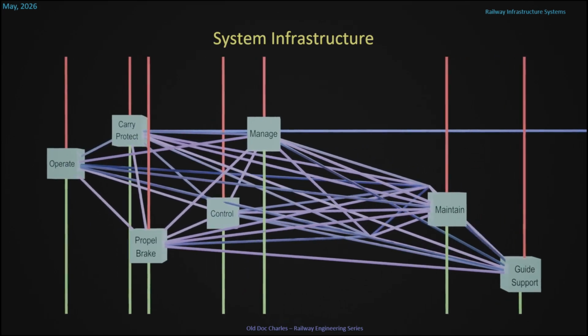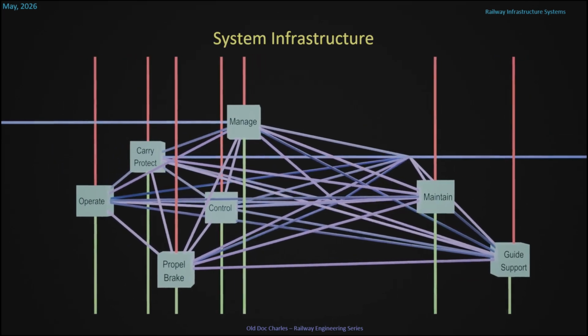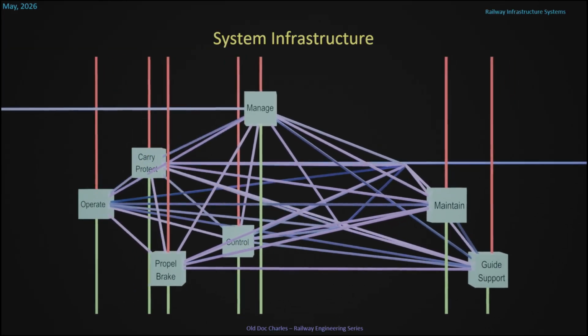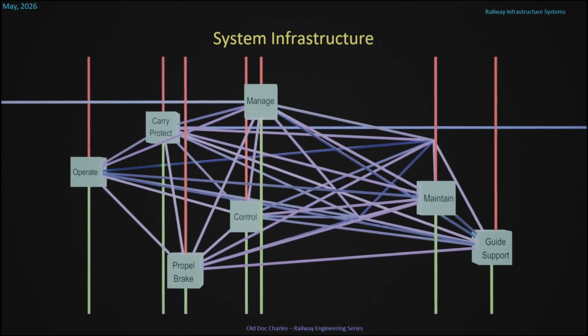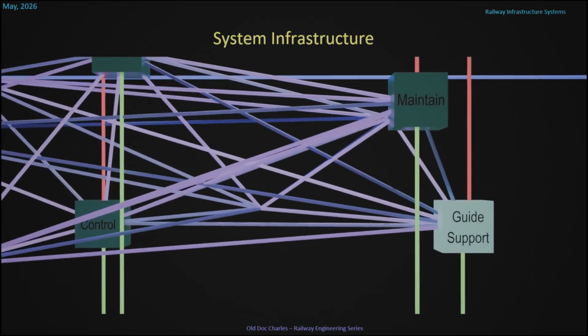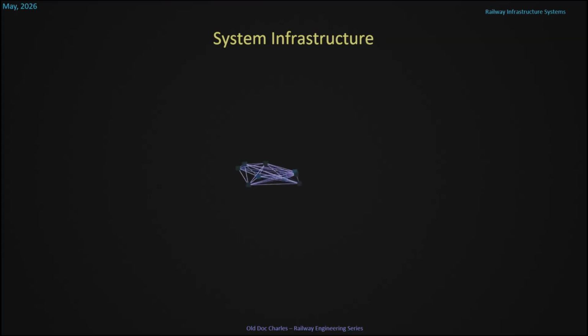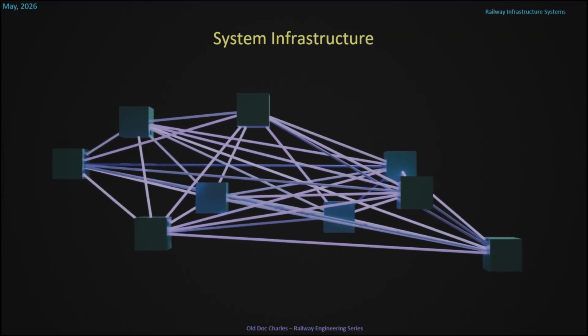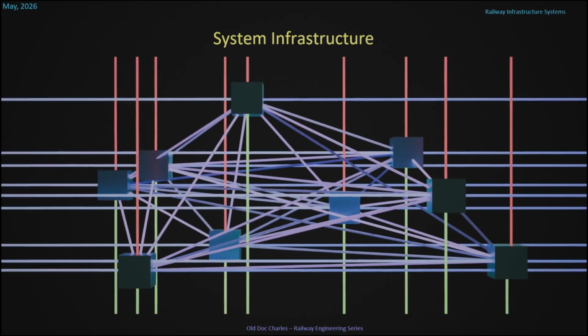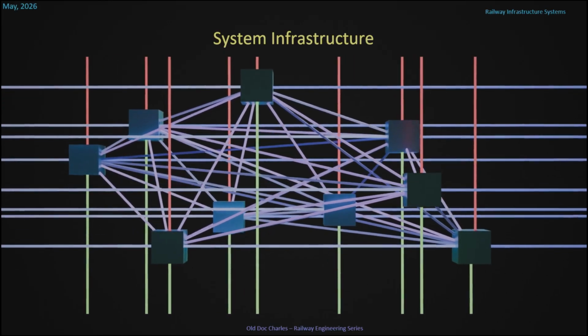So here's our system railway from before. So we have these more boxes, and in this video we're going to talk about the infrastructure. And if we zoom into that, what we see is even more boxes. And these boxes are the functions of the infrastructure.